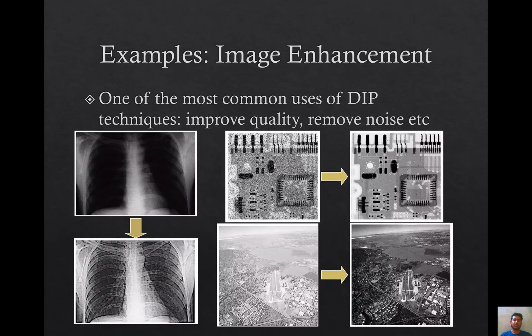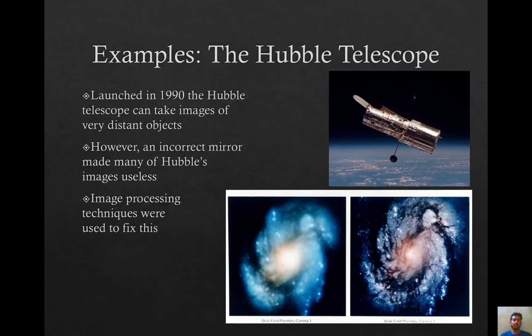Example of image enhancement. As you can see in the image below, a blurred image was made into a clear image. It improves the quality and removes the noise. Example, the Hubble telescope. The Hubble telescope was launched in 1990. It can take images of very distant objects. However, an incorrect mirror made many of Hubble's images useless. Image processing techniques were used to fix this, as you can see in the pictures.